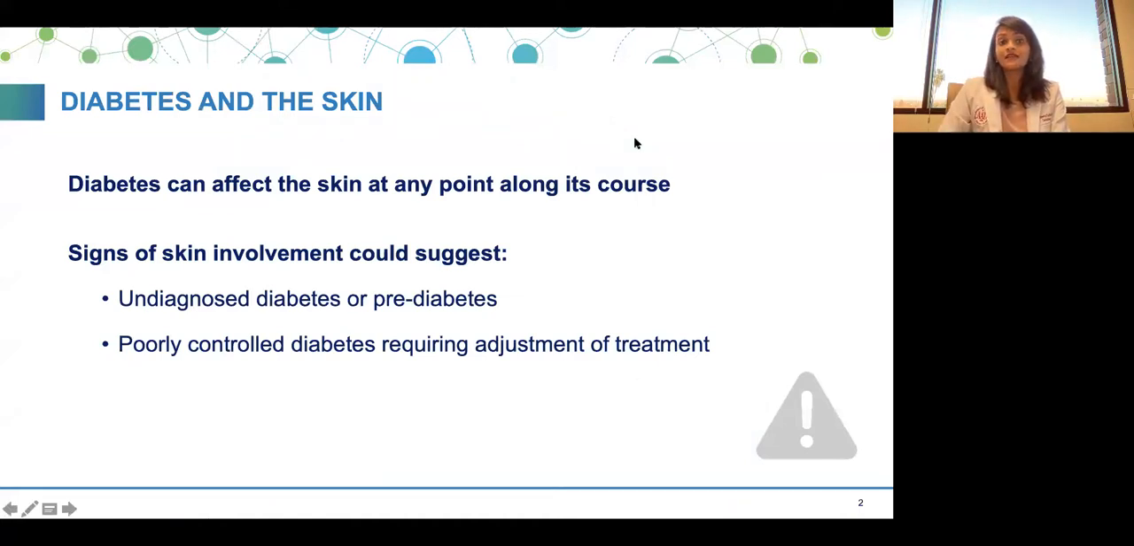So diabetes can affect the skin at any point along its course. Signs of skin involvement could suggest undiagnosed diabetes or prediabetes, or even just very poorly controlled diabetes requiring adjustment of treatment.